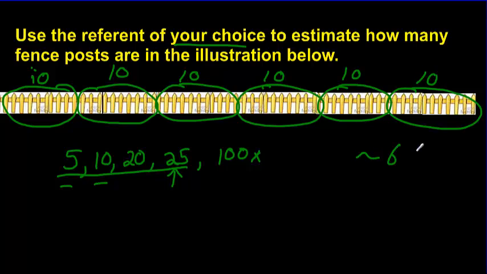So we have about 60 fence posts, and if you had some time you can double count them. I think the answer was pretty close to 60 when I last counted them. I don't remember right now, and I'm not going to even count them.